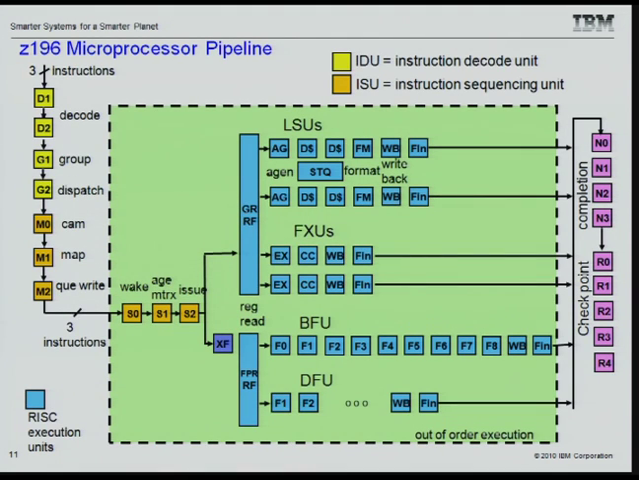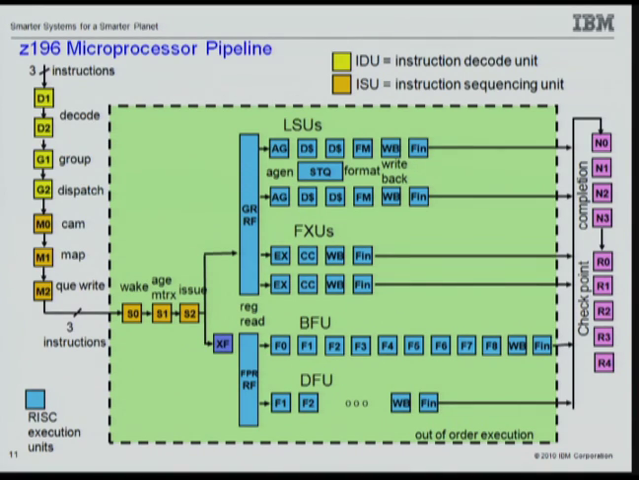Okay, our pipeline. This is a radically different pipeline than we've implemented previously. Up in the upper left-hand corner, you see there the three instructions coming down. They're decoded, they're regrouped, and then they're dispatched to an instruction sequencing unit, which is responsible for all the out-of-order processing. The operands are remapped, and we write the information into the issue queue. And then in the green box is the out-of-order section, and this is where we do the wake-up. We select the oldest, and then we issue it to the appropriate execution unit.